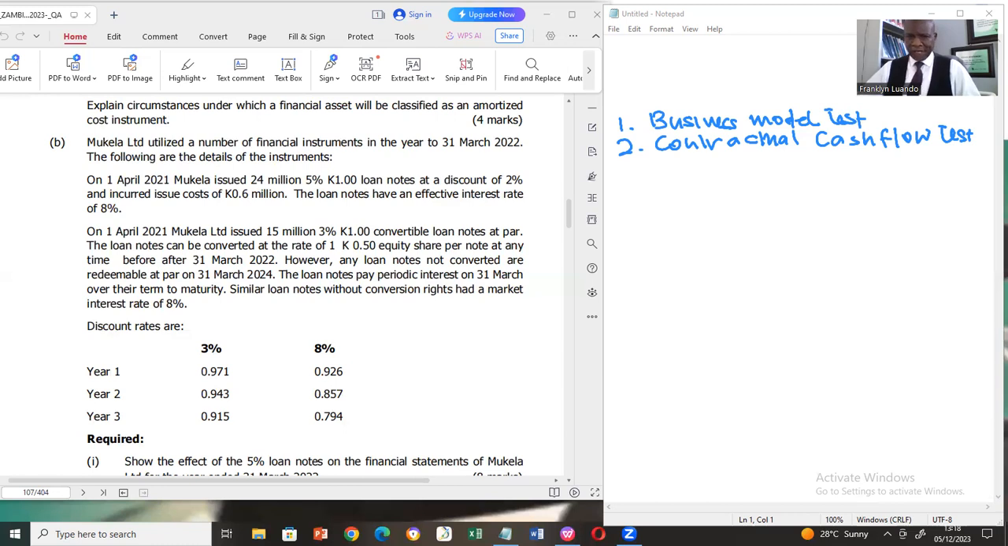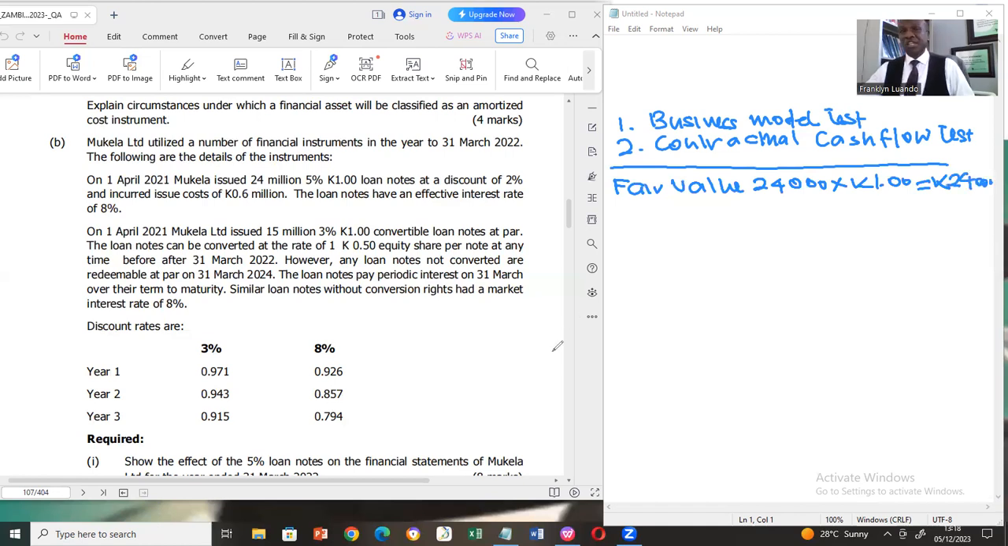So this here, we are going to work it out. First, we find out the fair value. We can use 24,000 million multiplied by the fair value per one, which is 1 kwacha, which will also give us 24 million kwacha, but we are using the thousands, we have removed the zeros.